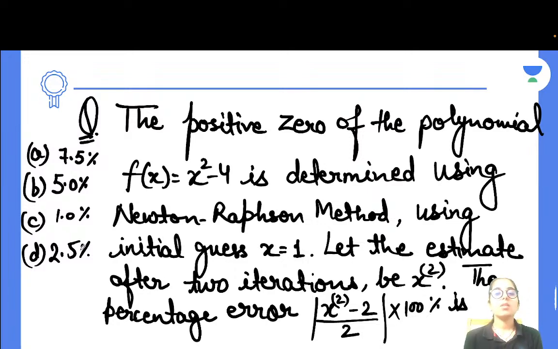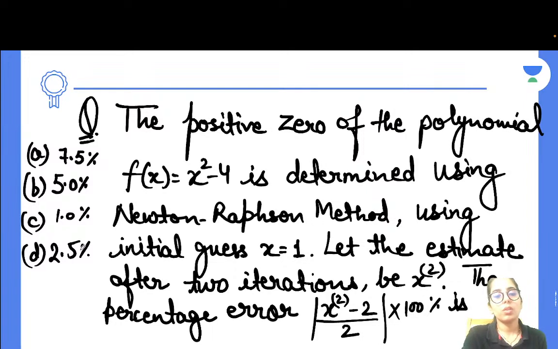So the positive zero of the polynomial, which is f(x) is equal to x square minus 4, is determined using the Newton-Raphson method. So the main thing is, do you know what the Newton-Raphson method formula is? And using initial guess, that's going to be x is equal to 1. Let the estimate after 2 iterations be x2. The percentage error is what? So basically, after 2 iterations, whatever value you will have, that's what you have to get.